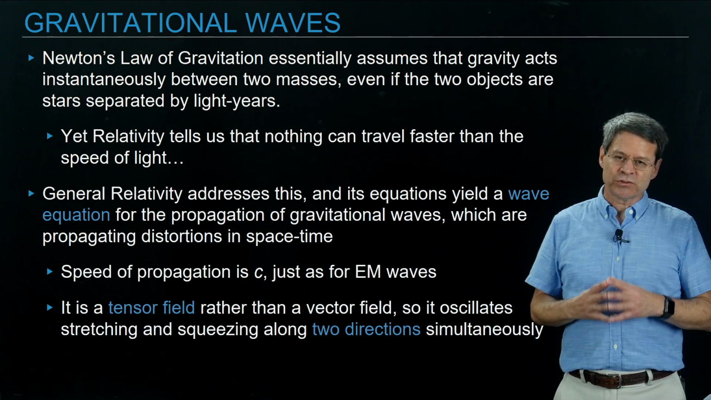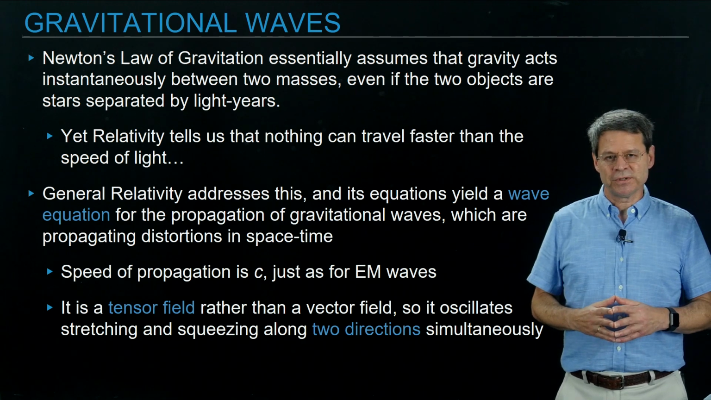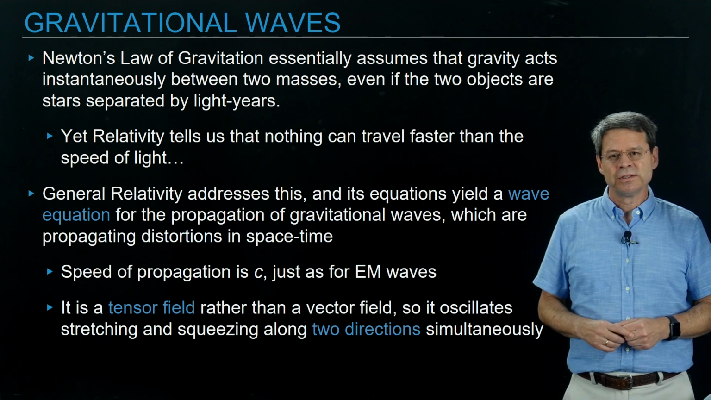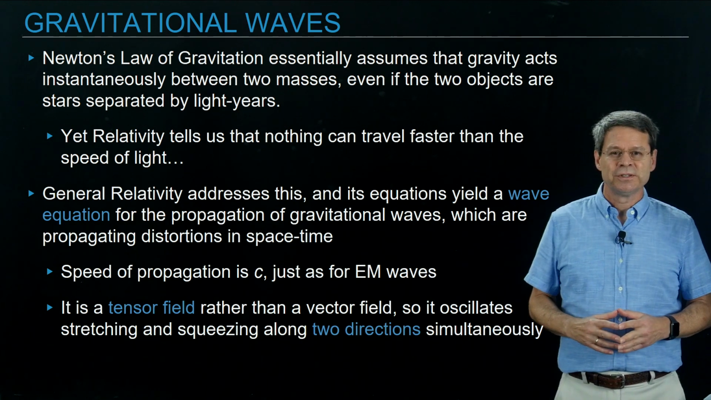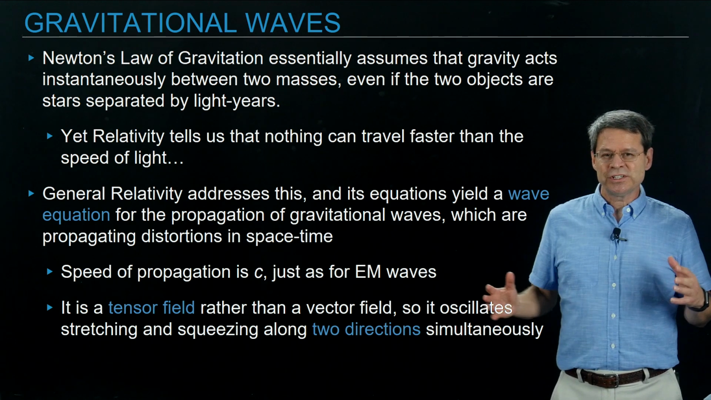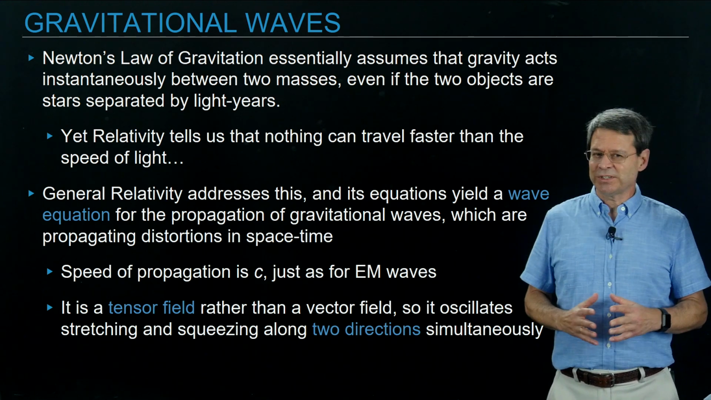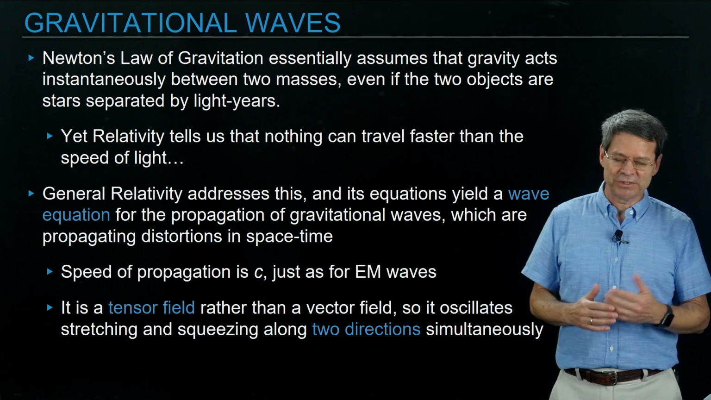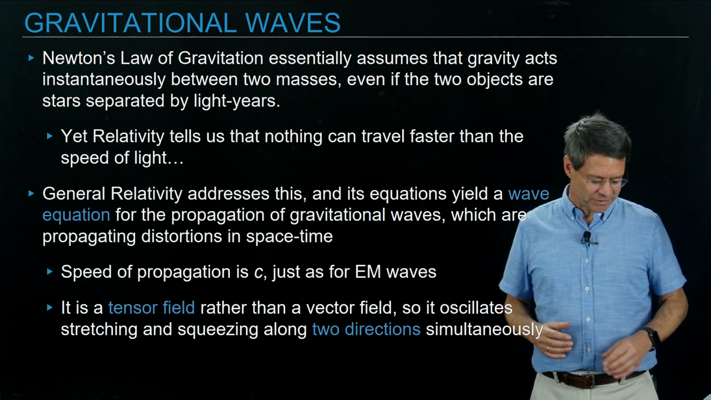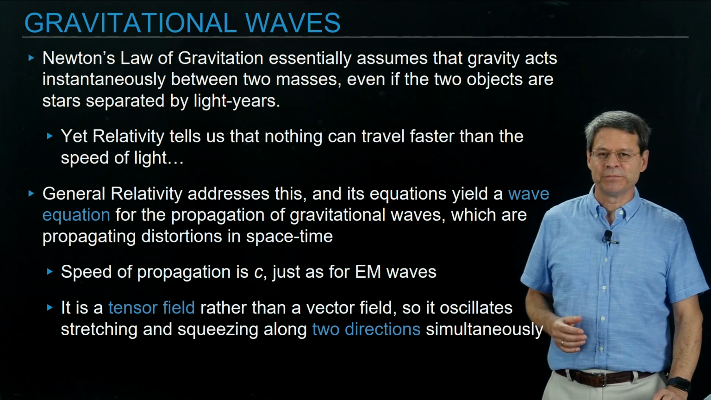However, unlike, say, electromagnetic waves, it is not a vector field with a polarization along one direction, like the electric field or magnetic field. It is a tensor field. So what that means is it oscillates both stretching and squeezing along two directions simultaneously. So the tensor field just means it's got kind of two components, if you like. And I can try to illustrate that graphically.